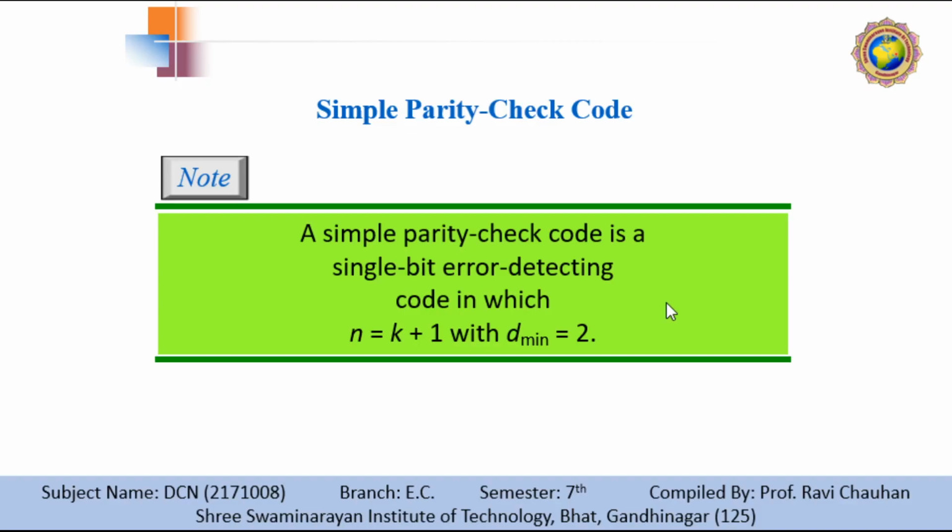Although some implementations specify an odd number of ones, we discuss the even case. The minimum Hamming distance for this category is d_min = 2, which means the code is a single-bit error detecting code. It cannot correct any error, it can only detect. So the simple parity code is a single-bit error detecting code with n = k + 1 and d_min = 2.